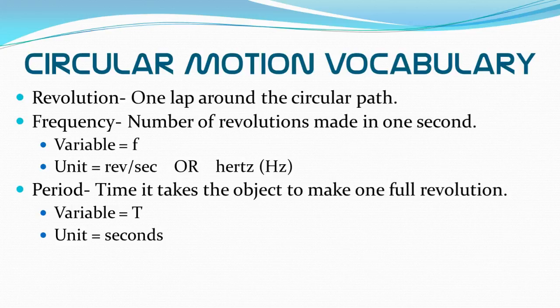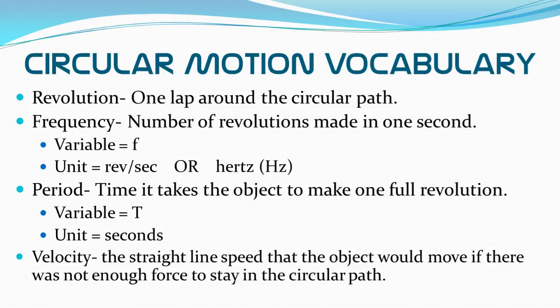Frequency and period are easily confused. Frequency is how frequently it makes it around in 1 second. The period is the time period. It's how much time it takes to make 1 full revolution or lap around the circular path.